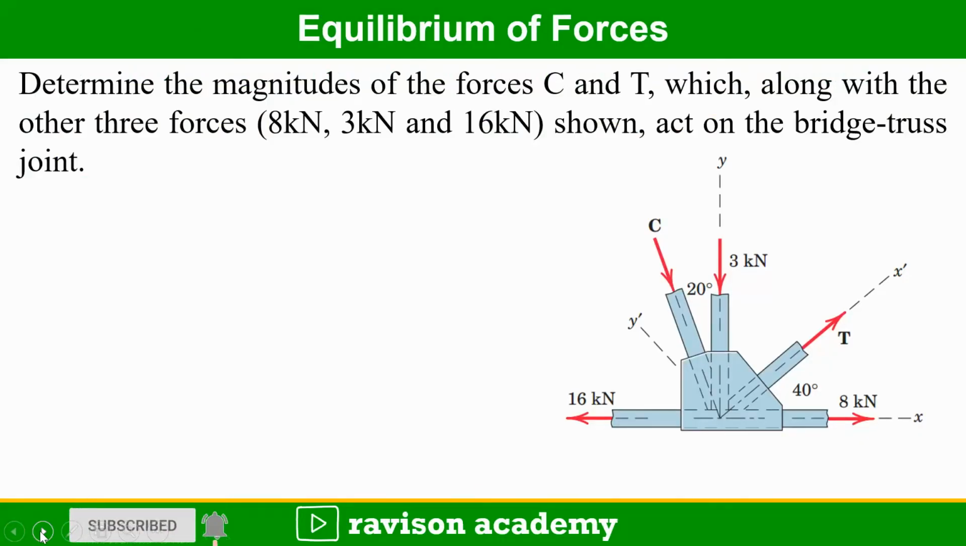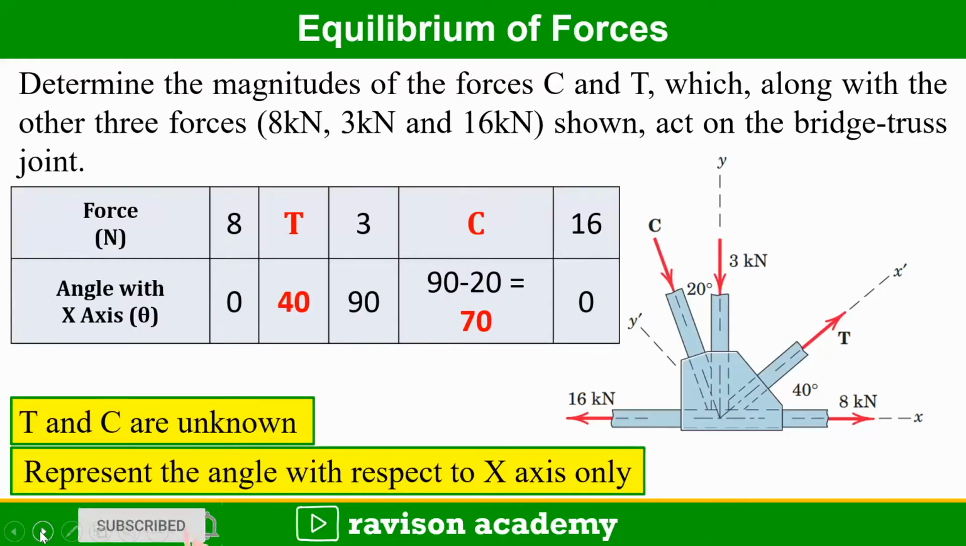Determine the magnitude of the forces C and T, which along with the other three forces shown act on the bridge-truss joint. So in this problem, 5 forces are acting at a point. So this comes under coplanar concurrent system.